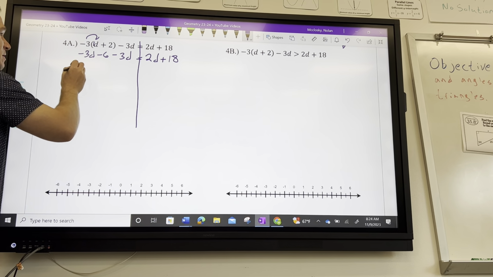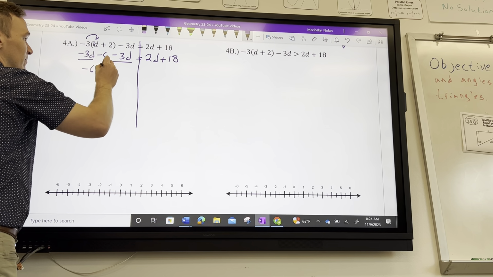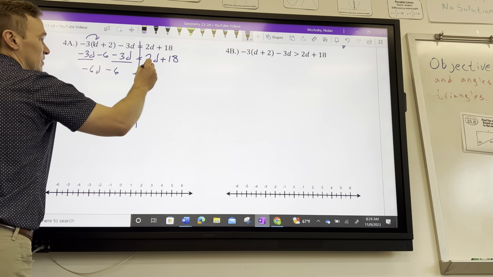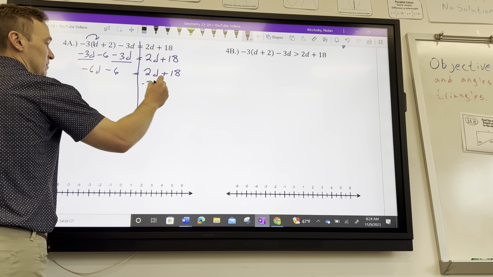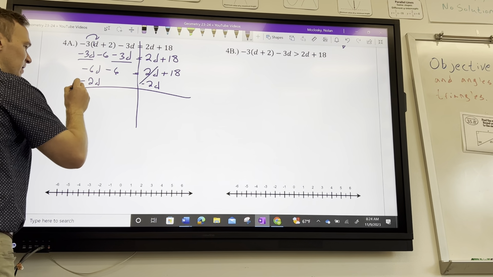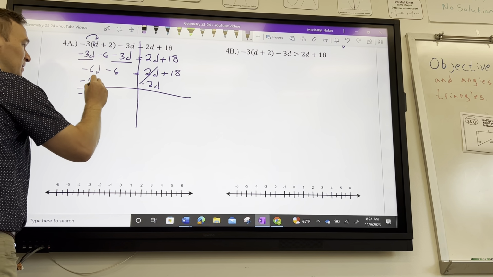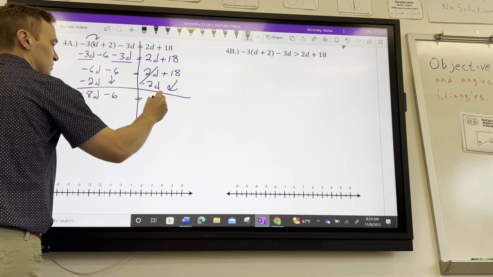We have like terms, the negative 3d and the negative 3d combine to be negative 6d. The minus 6 drops. The 2d plus 18 still just drops, no like terms over there. Now we've got to move the variable to one side. We do that by subtracting the 2d. Negative 6 minus 2 is negative 8d. The minus 6 drops. The 18 drops.